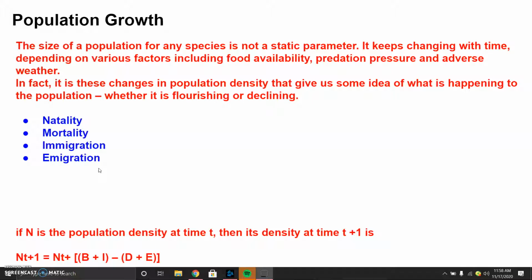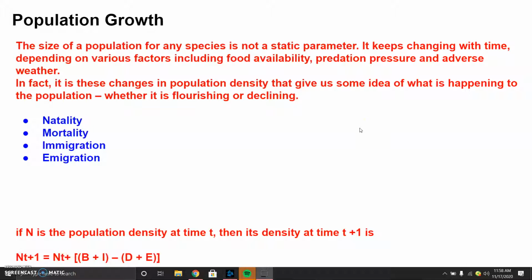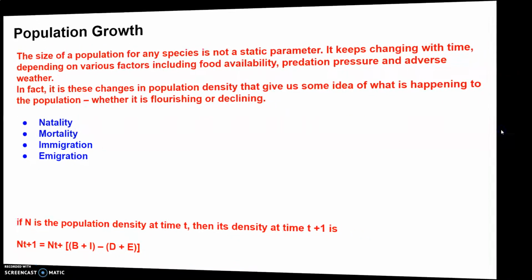So if N is the total population density at a particular time t, then the density at time t plus 1 is given by this equation. N t plus 1 is equal to N t plus B plus I minus D minus E. B stands for birth rate, I stands for immigration, D stands for death rate and E stands for emigration. So this is the equation for the population density.